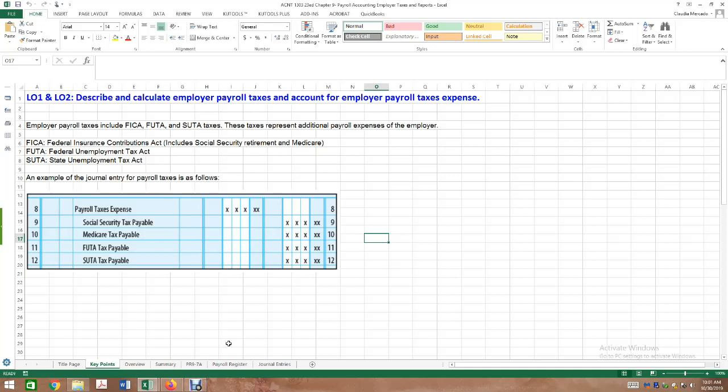When we talk about employer payroll taxes, those taxes include FICA, FUTA, and SUTA. Those are the major components. These are taxes that represent an additional expense for the employer. So when you're looking to hire an employee, you're not only going to look at how much am I going to pay that employee? Well, I'm going to pay them $30,000. Perfect. On top of that, you also have to account for any FICA, FUTA, and SUTA taxes you are responsible for.